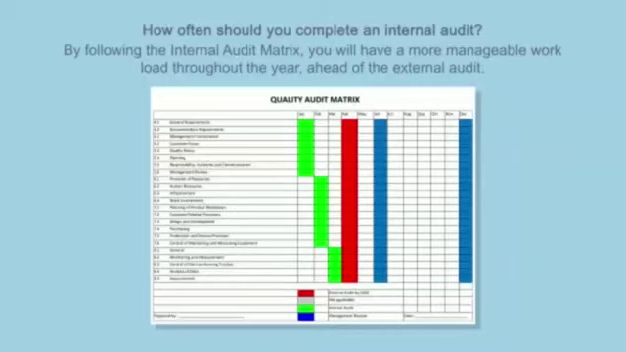By following the internal audit matrix, you will have a more manageable workload throughout the year, ahead of the external audit, because it also incorporates your management reviews, meaning that all of your key responsibilities are completed in a timely manner, ahead of the external audit, increasing your chances of achieving a positive audit result.